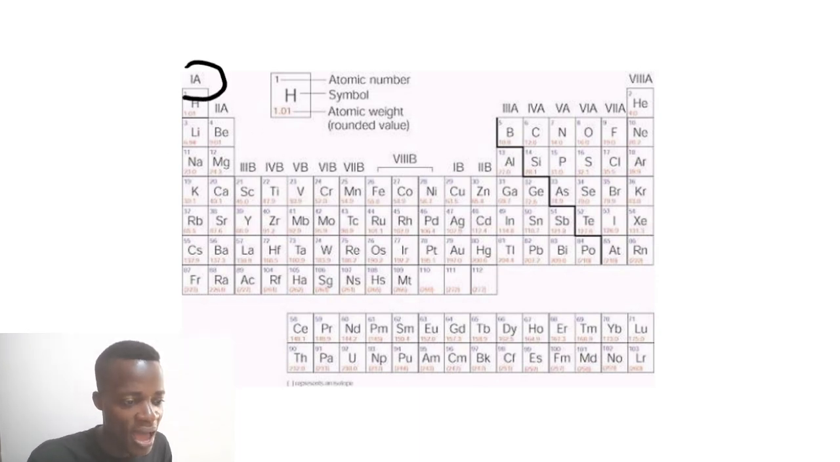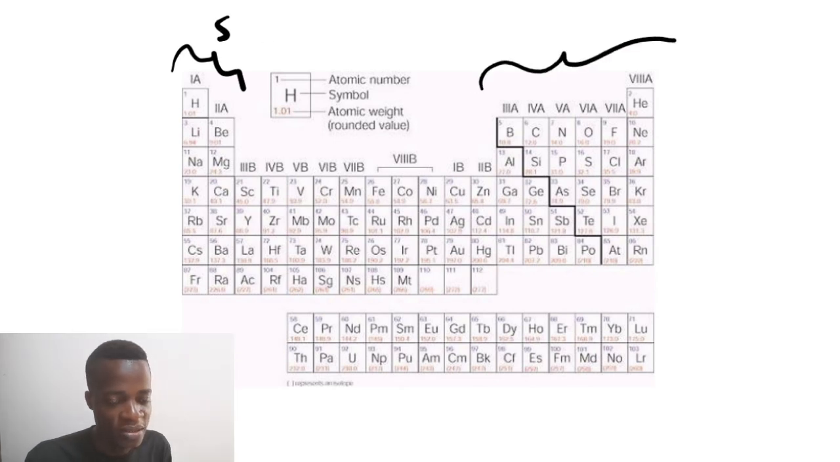We have IA, IIA, and IB, and all that, right? If you just take these blocks, the P block and the S block, you say that this is the S block and this is the P block, right? Sometimes we are not interested in the D block elements. We are just interested in these two, the P block and S block.